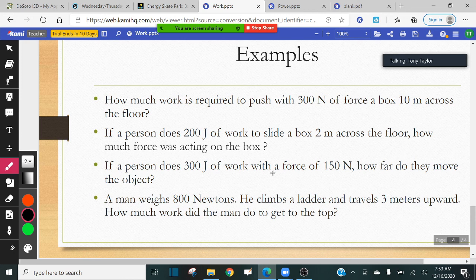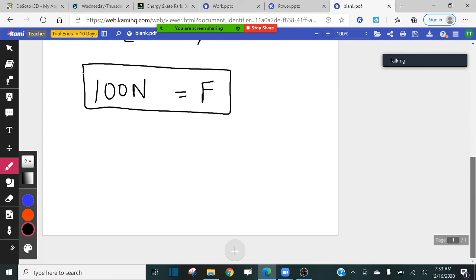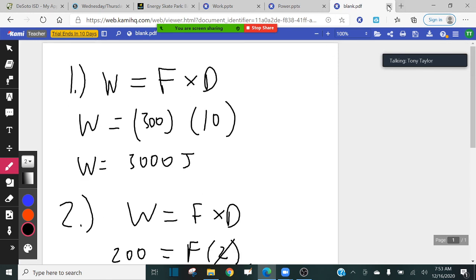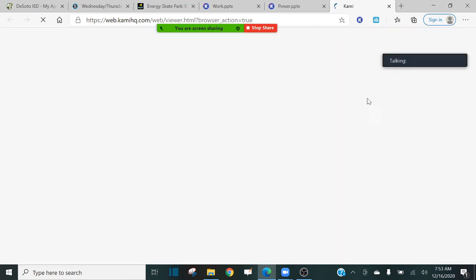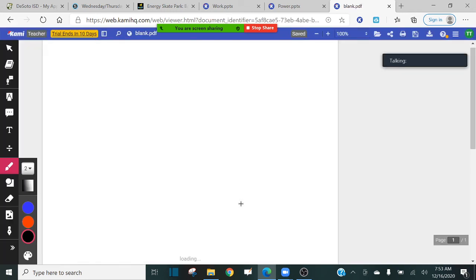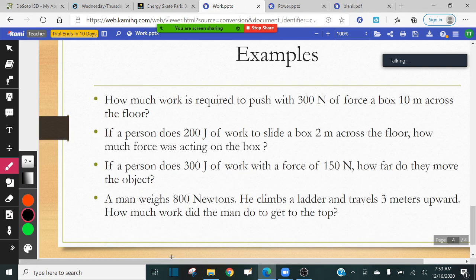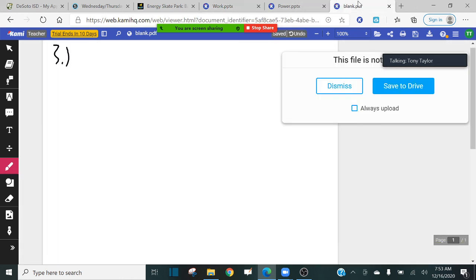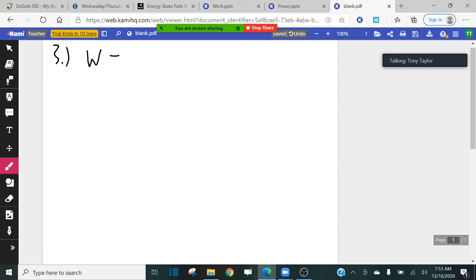If a person does 300 joules of work with a force of 150 newtons, how far do they move the object? So number 3, let me see, do I have enough room? Let me just open up a new page. Okay, number 3. A person does 300 joules of work with a force of 150 newtons. How far do they move the object here? So in this case, we're asked to solve for distance. So work is equal to force times distance.